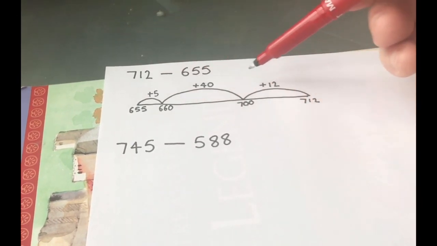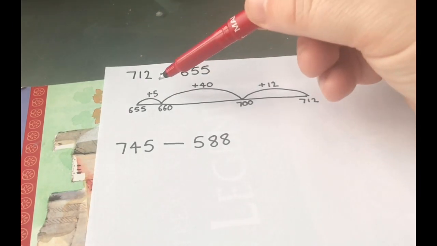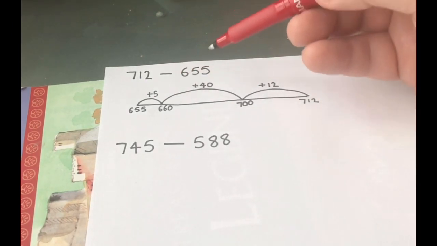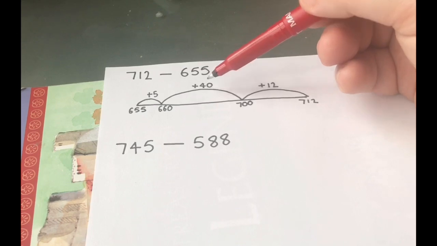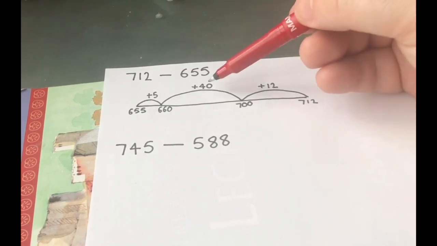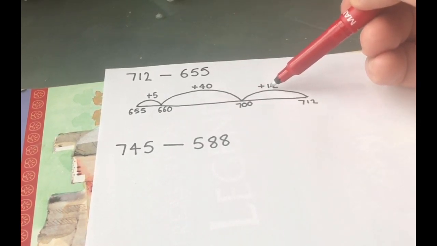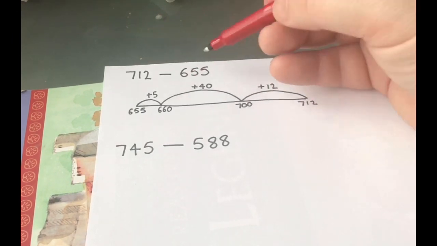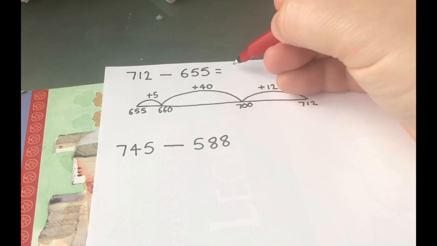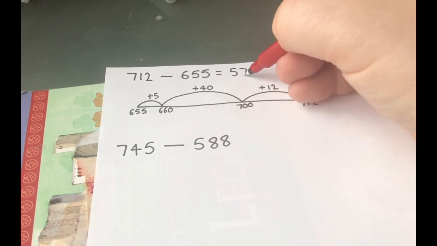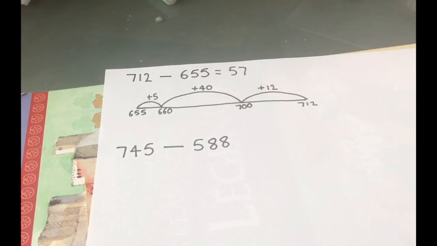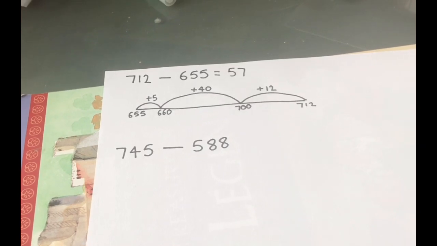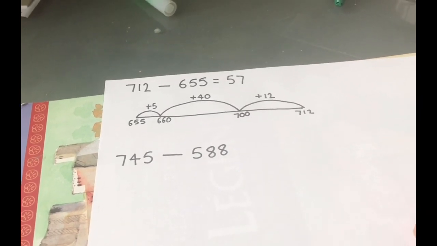Now, we can't read this as 1245. We have to add them together. We start with the biggest number, 40. 40 add 12. 40 add 10 would be 50. 50 add 2 is 52. And then add 5 is 57. So then we write that above here. 712 subtract 655 equals 57.